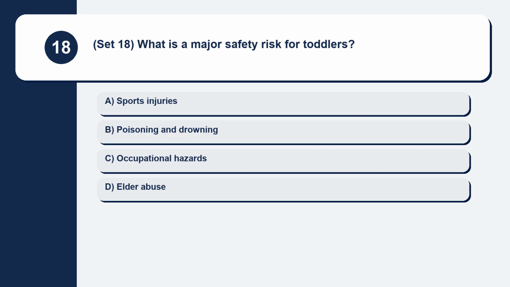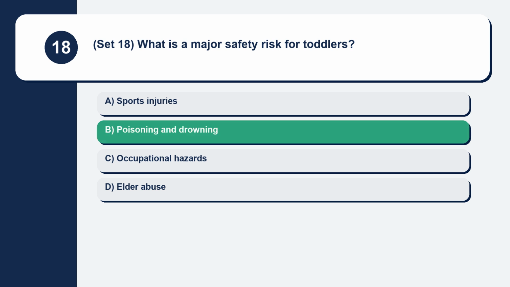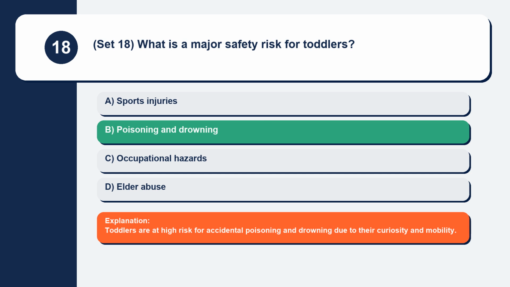Question 18. Set 18. What is a major safety risk for toddlers? Sports injuries, poisoning and drowning, occupational hazards, elder abuse. Toddlers are at high risk for accidental poisoning and drowning due to their curiosity and mobility.